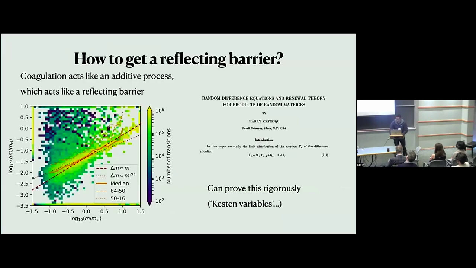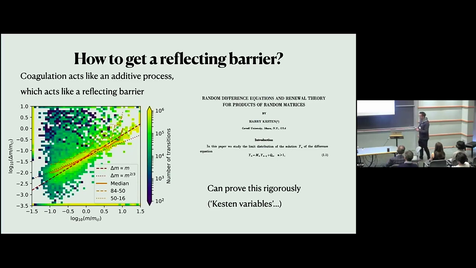And to get a reflecting barrier, where does it come from? I had a swimming pool where I wanted to have diffusion, and I need the reflecting barrier so that I'll get a uniform distribution. That comes from this coagulation that I mentioned, something that breaks the self-similarity. You can show that this is an additive process in log M, and that it actually acts like a reflecting barrier. These things are called Kesten processes.